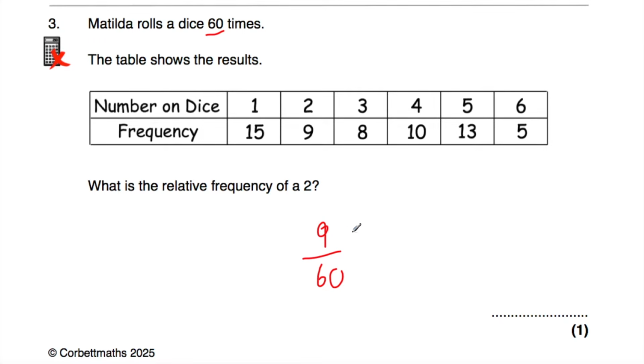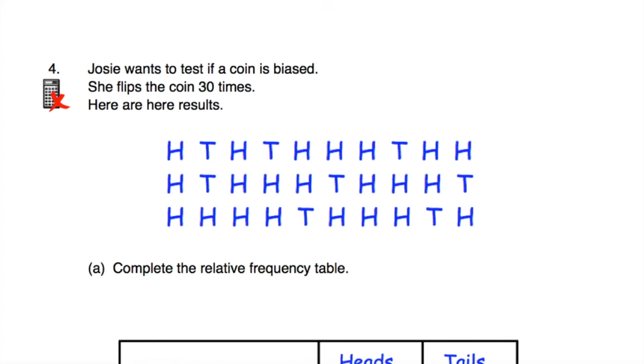Now that fraction can be cancelled down. Both of those numbers are divisible by 3. If we divide both the numerator and the denominator by 3, we get 9 divided by 3 is 3, and 60 divided by 3 is 20. So that means the relative frequency of a 2 would be 3 20ths. Now in this question we weren't told to cancel down the relative frequencies. You could leave it as 9 60ths and that would be totally fine as well. Okay, let's look at our next question, question number 4.